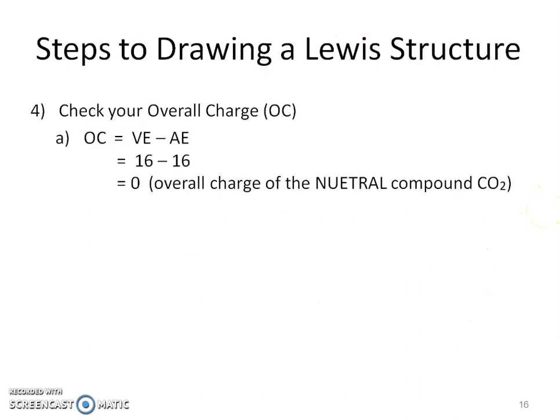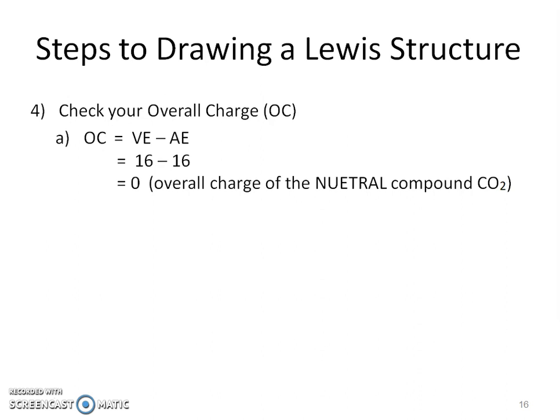So again, just as a checkpoint, 16 minus 16, right? We had 16 valence, we had 16 actual now that we made those double bonds, so our overall charge is 0. Now, this is a neutral compound. There's no charge, so we should have 0, so that's our checkpoint.